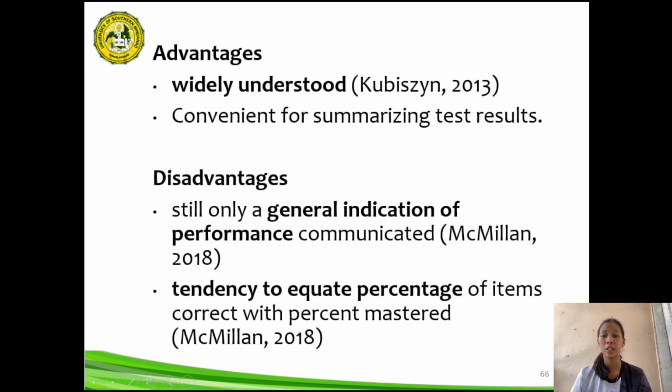Next, the tendency to equate percentage of items correct with percentage mastered. According to Macmillan 2019, just like what I have said earlier, it is probably incorrect to conclude that when a student obtains 100% out of the test scores or 90 out of 100, it doesn't mean that she clearly knows the learning targets or the content.